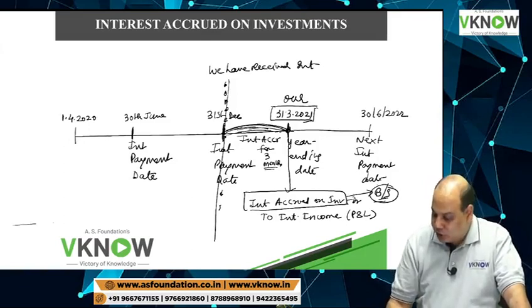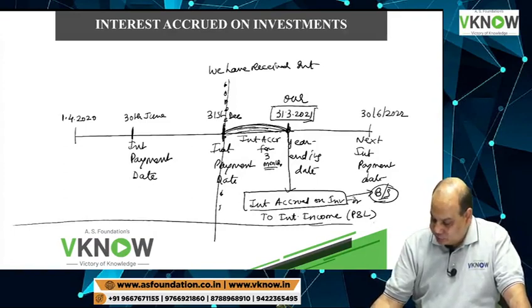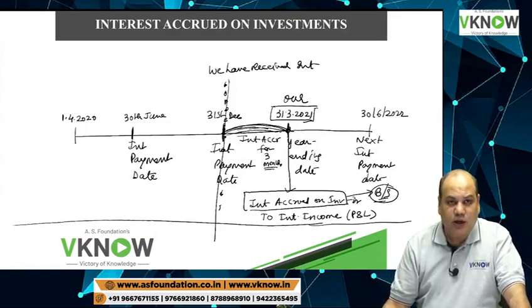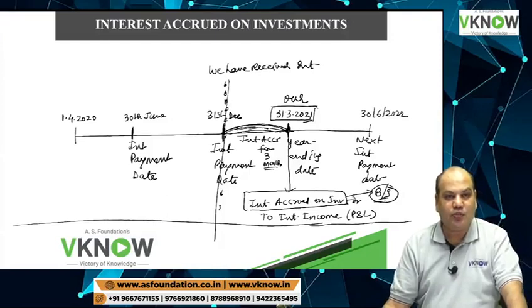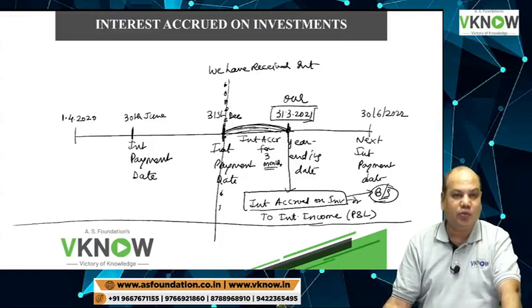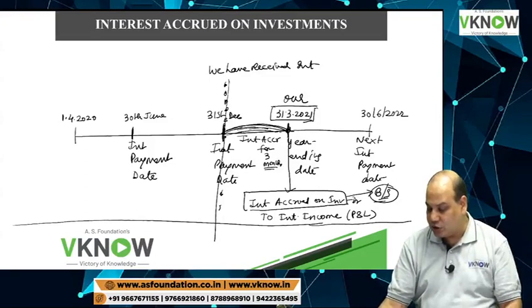Is it right? So at the end of the year, see whether any interest has accrued. If interest has accrued, the entry will be interest accrued on investment account debit to interest income. Interest accrued on investment will go to the balance sheet under current asset. Interest income will be shown in profit and loss account.